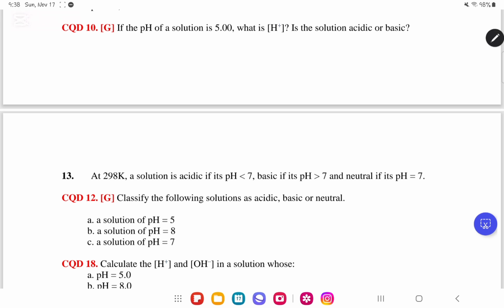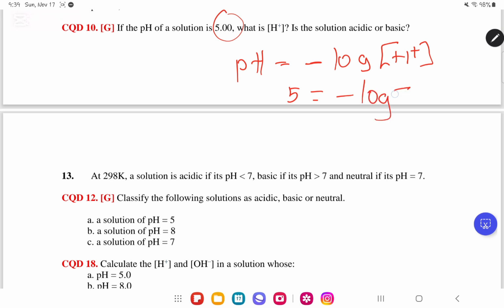If the pH of a solution is 5, what is the concentration of H plus? Is the solution acidic or basic? Very simply, you guys should know the relation between pH and concentration. The pH is equal to the negative log of the concentration of H plus. So if we have a pH of 5, that means 5 is equal to negative log concentration of H plus. Now, of course, if we're gonna put it like this, it's gonna be a bit confusing.